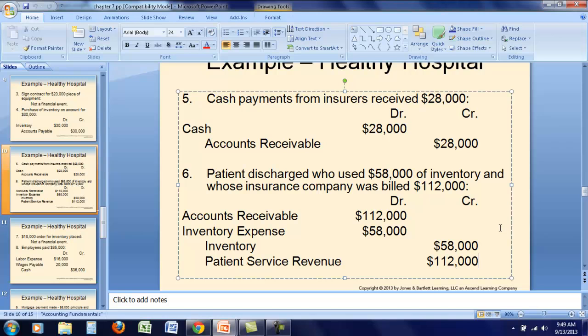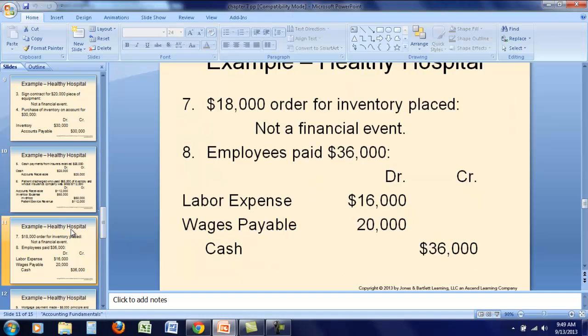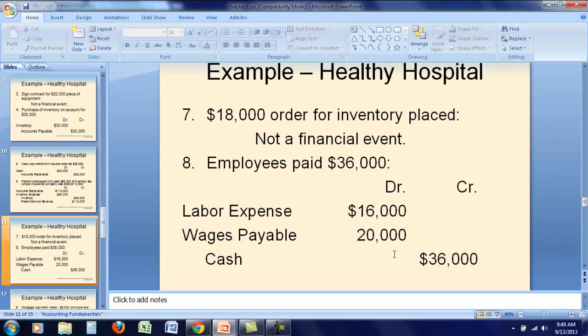I mean, hopefully some of you have seen this, or from our discussions last week have taken a look at it. So here's the example. You order $18,000 of inventory. So you place the order. You call up your supplier and say, I need $18,000 worth of this medicine. What do you do? You don't record a journal entry. Why? Because you haven't received the inventory. Until you receive the inventory, there's no reason to record it, right? There's nothing you can do. If you don't receive the inventory, you will never have to pay the cash. So that's example 7. That's why it says not a financial event.